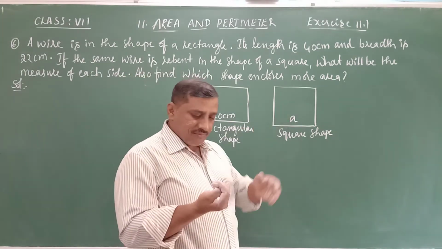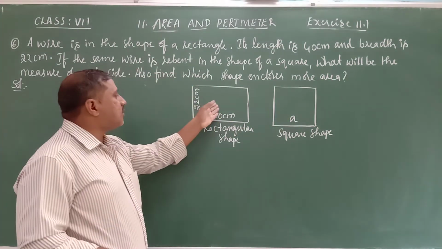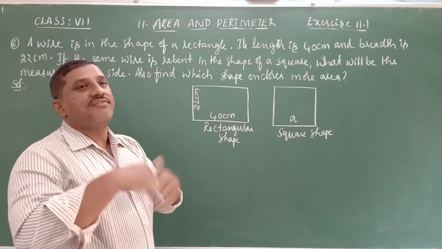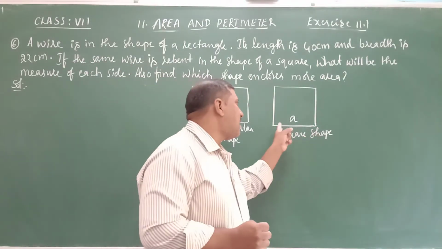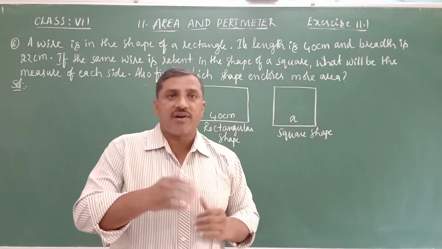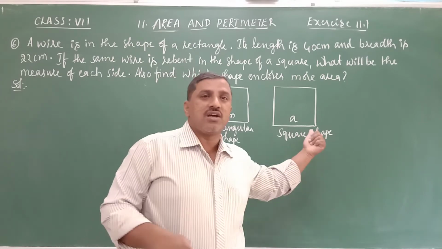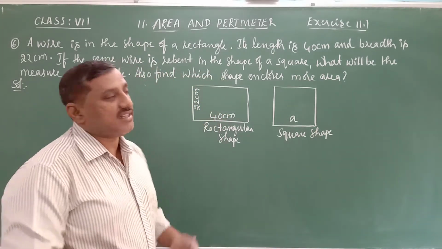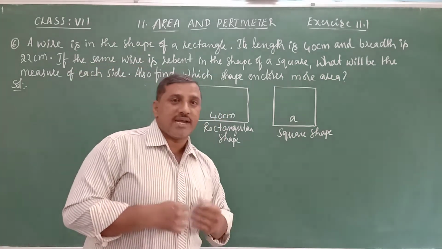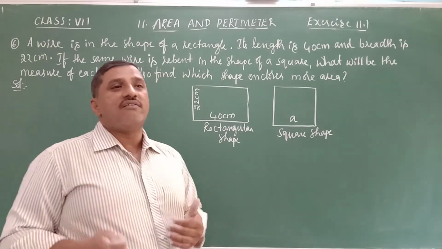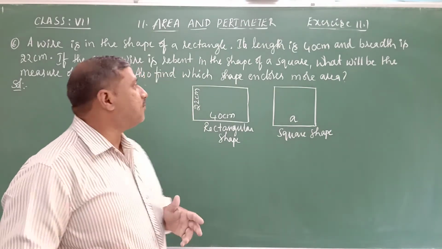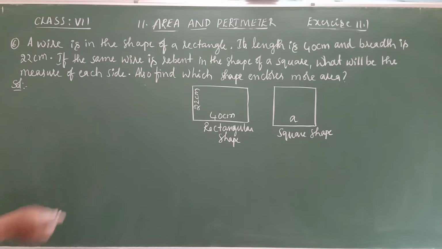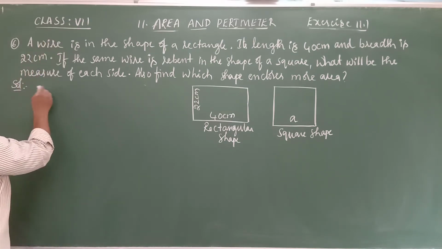So we can find the perimeter of the square, as we know the perimeter of the rectangle. From that perimeter, find the length of each side. Then we can find the areas of both the shapes and compare which shape will enclose more area.